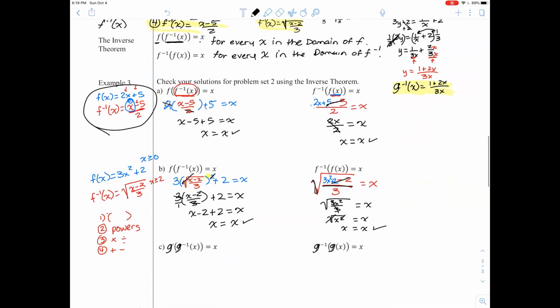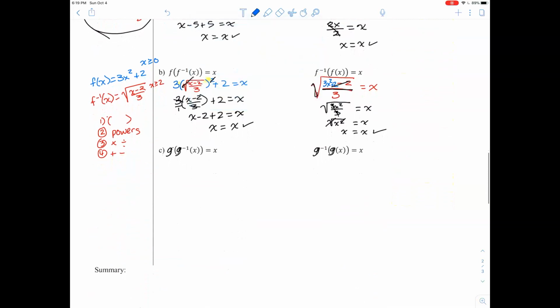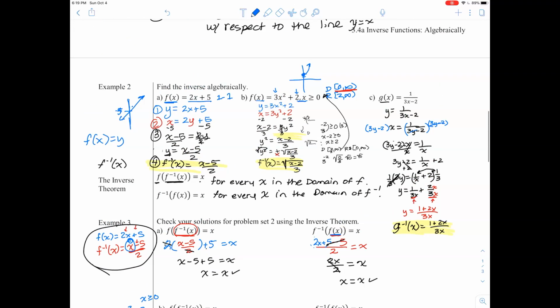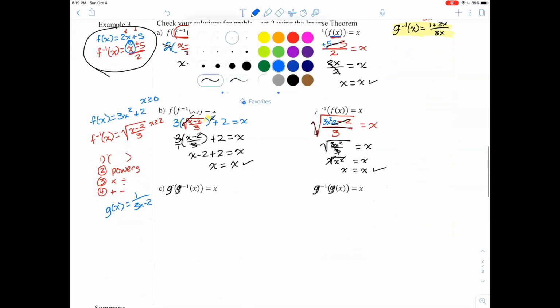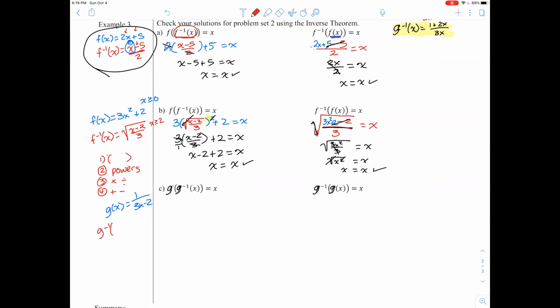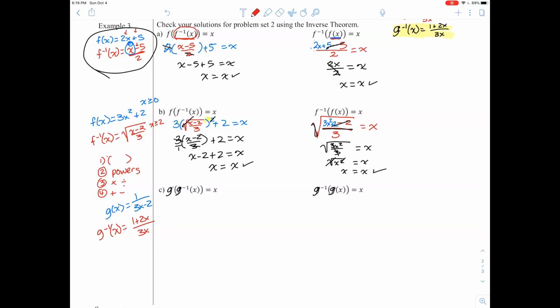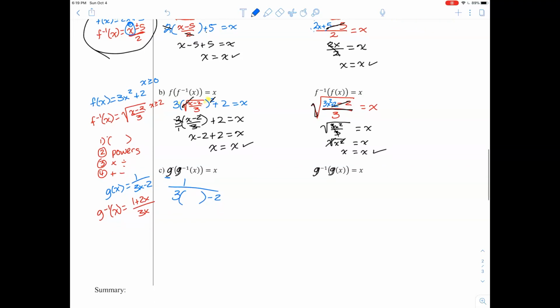So the g of x was 1 over 3x minus 2. And then our g inverse of x is 1 plus 2x over 3x. Okay, so we'll start with our blue function here, our g function, and we're going to write 1 over, we're going to take the x out, so I'm going to use some parentheses here, minus 2, and we are going to insert 1 plus 2x over 3x.